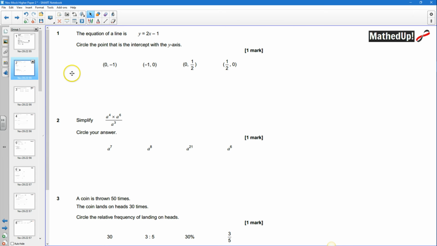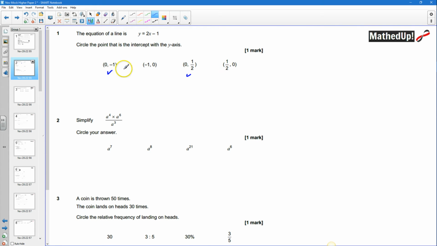Question 1 says the equation of a line is y is equal to 2x take away 1. And we just need to circle the point that is the intercept with the y-axis. Now, in order to intercept the y-axis, we would need our x-coordinate to be equal to 0, which means it's either going to be this one here or it's going to be this one here, because the x-coordinate is 0 in both of these. So these ones aren't intercepting the y-axis.